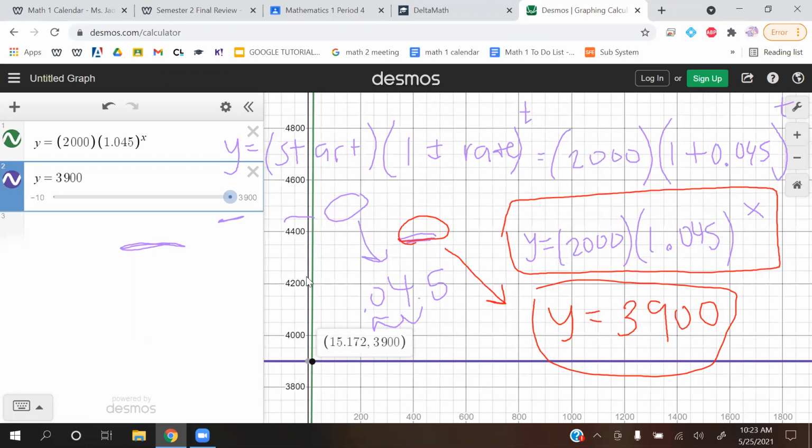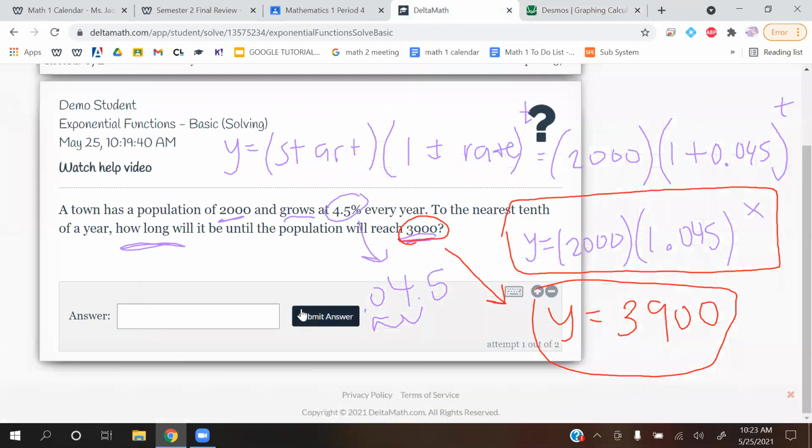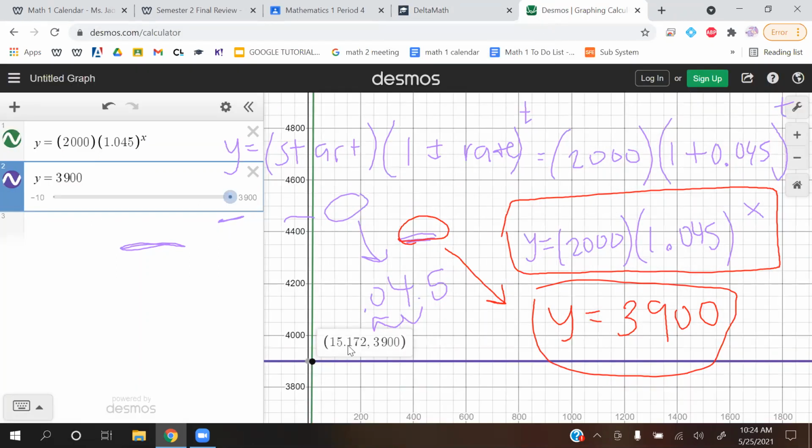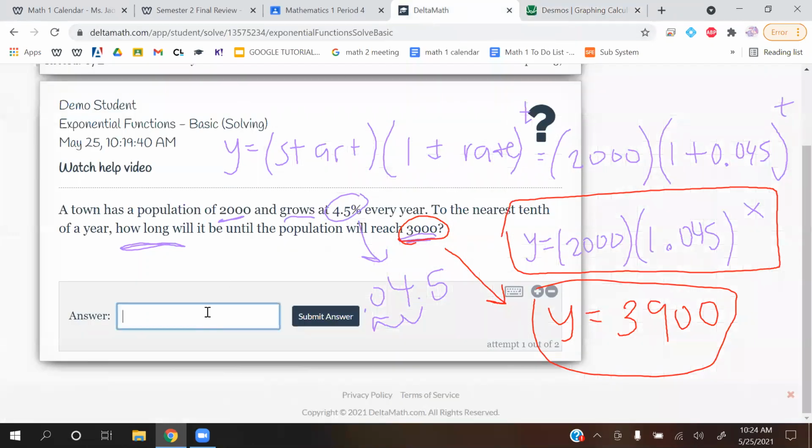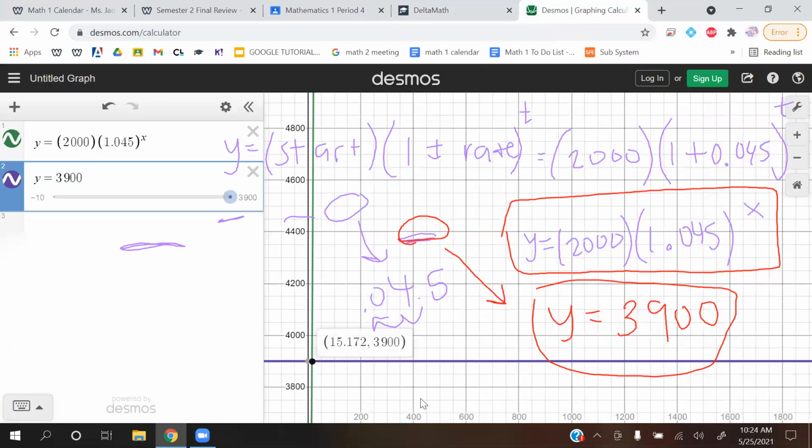And we just need to round this number, the 15.172. That's the number we want. We are rounding this to the nearest tenth. So that's 1 decimal place. So it's going to be 15.17. The 7 is a big number, so the 1 gets rounded up to a 2. So it's 15.2. So I'm going to type 15.2.